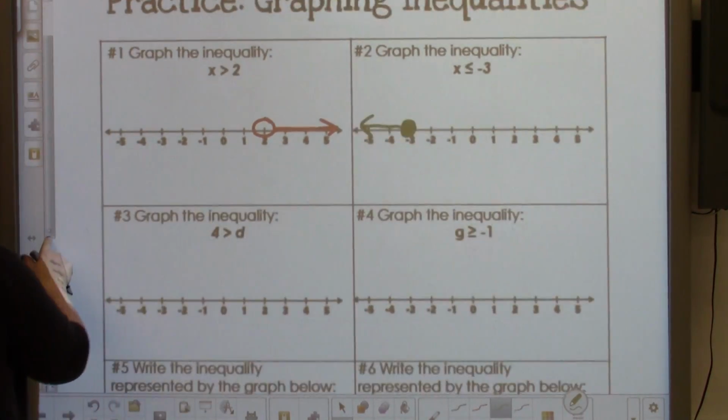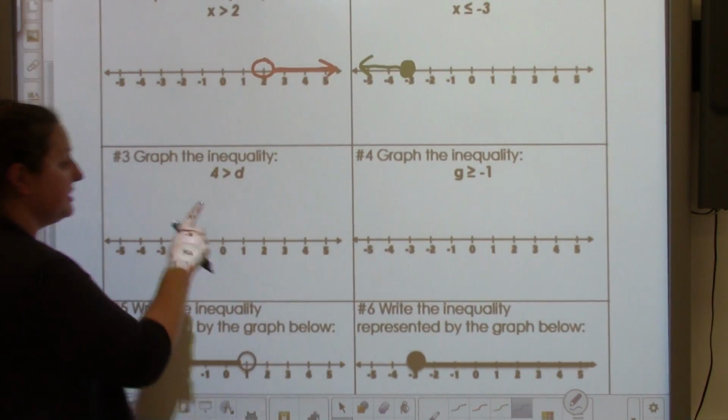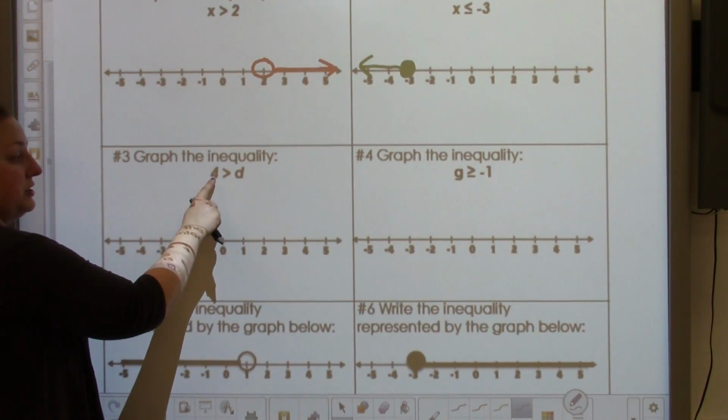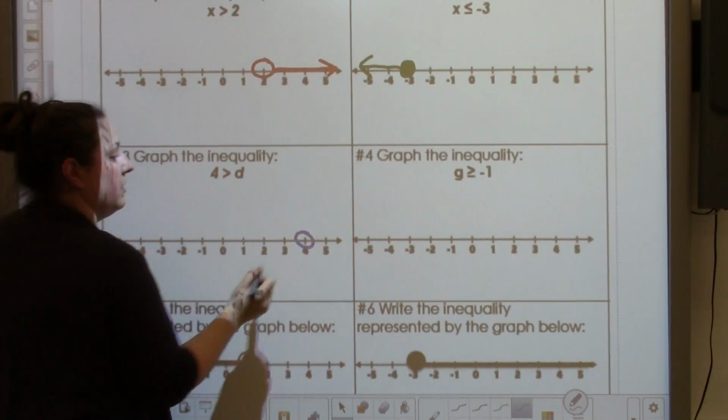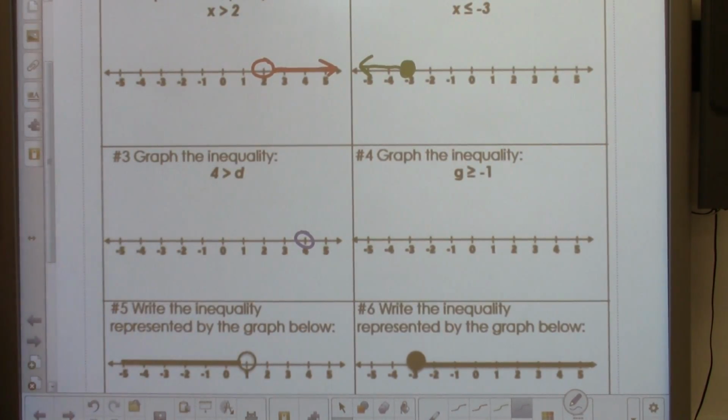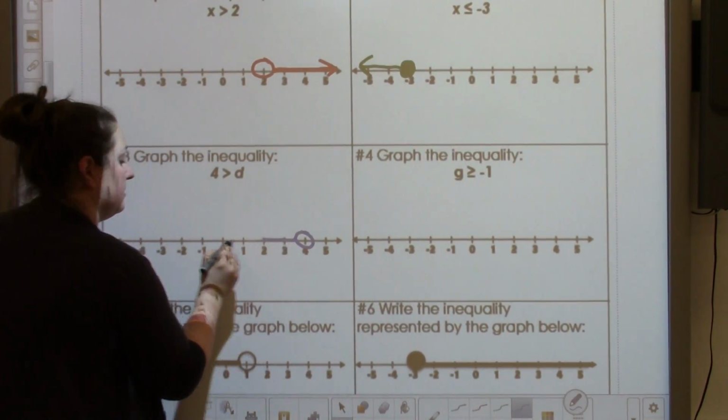Let's try another one. All right, we're a little bit backwards this time, but we have that 4 is greater than d. The greater than symbol indicates an open circle at 4. And we want to say that 4 is larger than the things d could be. So d must be the other way around. It must be smaller.